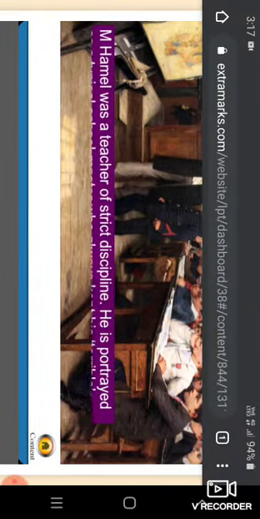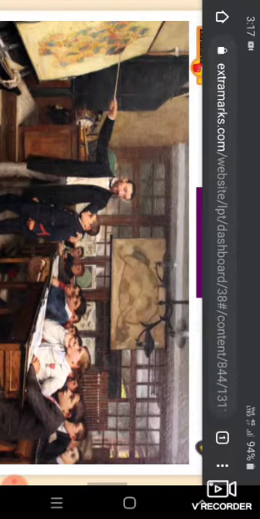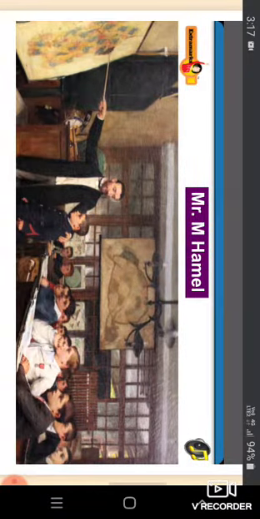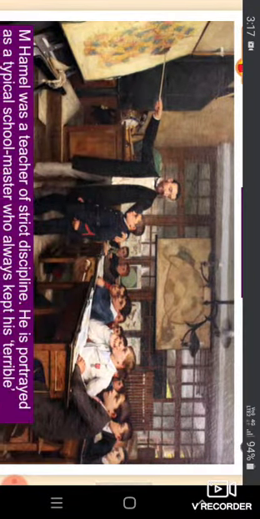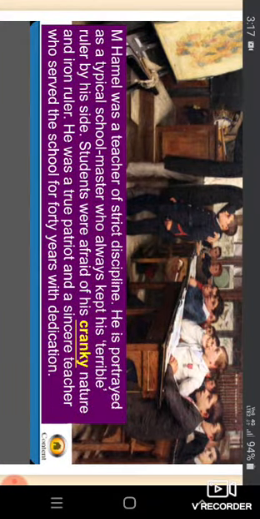M. Hamel was a teacher of strict discipline. He is portrayed as a typical schoolmaster who always kept his terrible ruler by his side. Students were afraid of his cranky nature and iron ruler. He was a true patriot and a sincere teacher who served the school for 40 years with dedication.